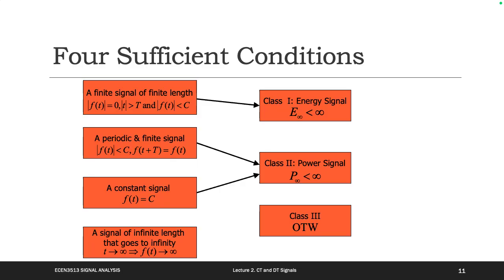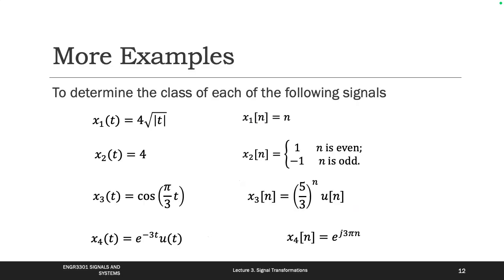The next thing, the signal of infinite length that goes to infinity. Obviously, which means it goes to class 3. Okay, then let's talk about more examples. The first one is an equation, the signals. How about this one? When t goes to infinity, what's the value for this one?